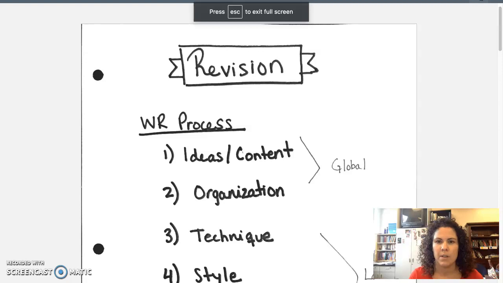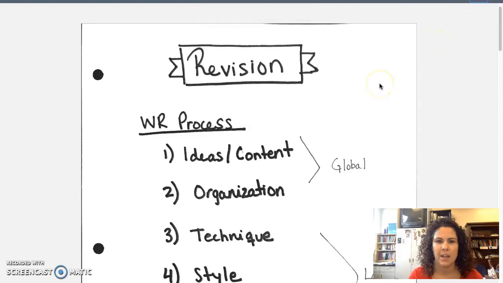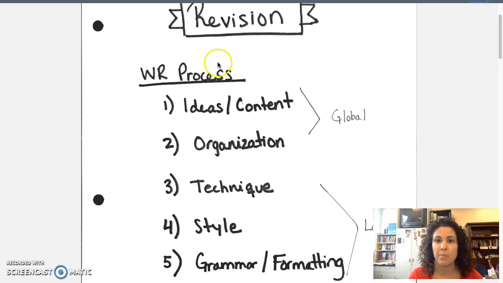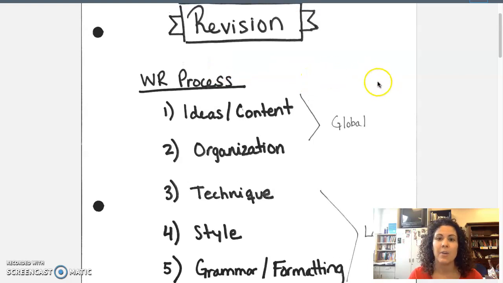Here we go. And on this page, you remember that we talked about the writing process. We talked about how you have to bake your cake here before you frost it or decorate it down here. So we're going to work on first our global revision, which means kind of the big picture revision, and then we're going to work on local revision, which is kind of the smaller pieces of our writing. So I'm going to take you through this.